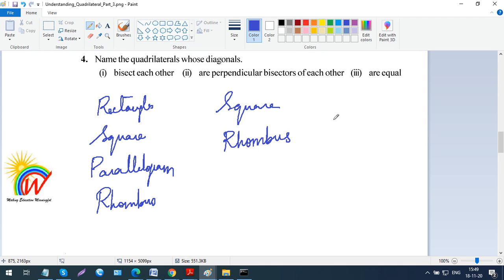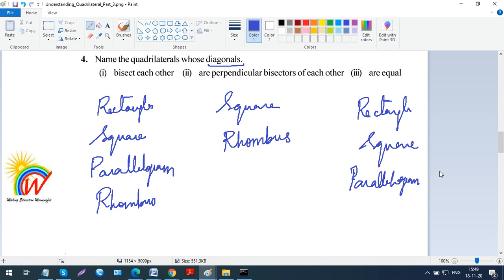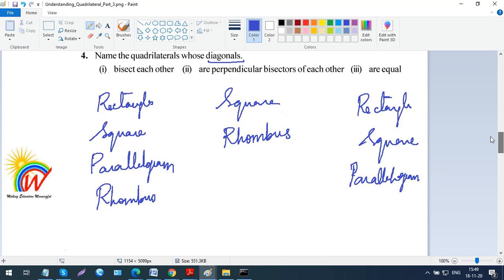Okay. Now, whose diagonals are equal? Rectangle has equal diagonals, square has equal diagonals, and parallelogram also has equal diagonals. Okay, and what about a kite? A kite also has diagonals that are perpendicular. Yes, it's a perpendicular bisector. So kite also. Here also you have a kite.